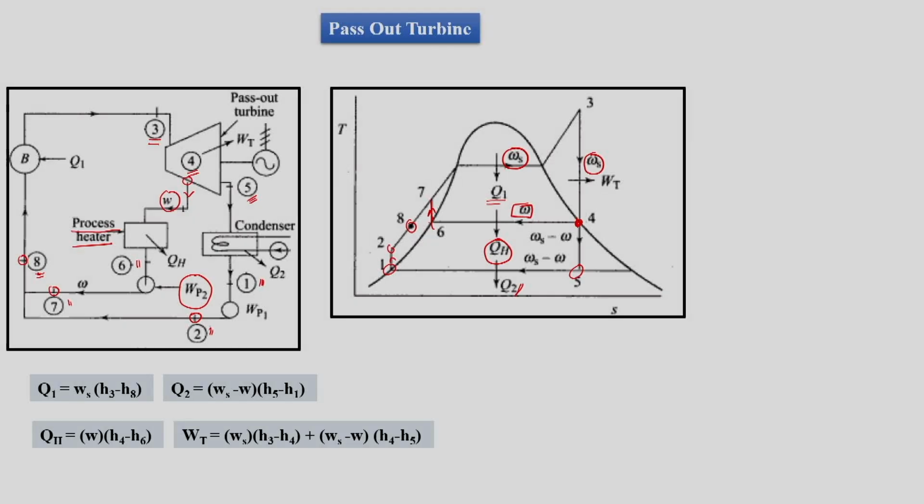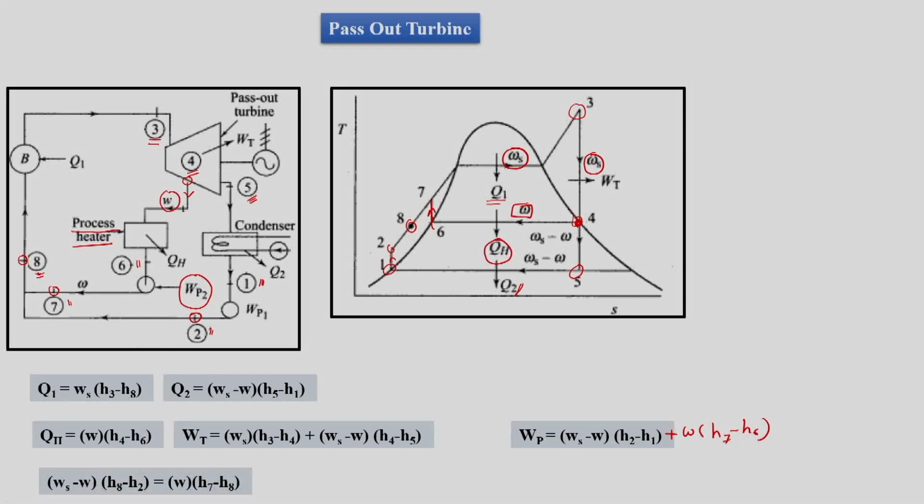Then we have turbine work as usual. Initially we have Ws amount of steam getting expanded from 3 to 4, but we have Ws minus W amount of steam getting expanded from 4 to 5. We have pump work, which is Ws minus W times the main pump work, plus the pump work for this drip pump, where W amount of water is getting pumped from H6 to H7. So we have H7 minus H6. This is the total pump work.